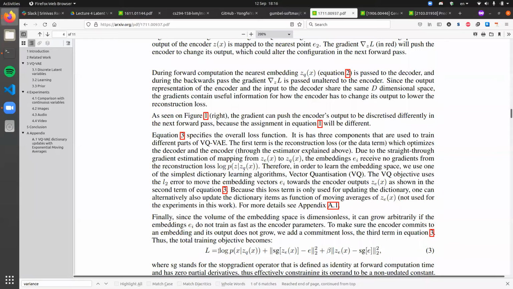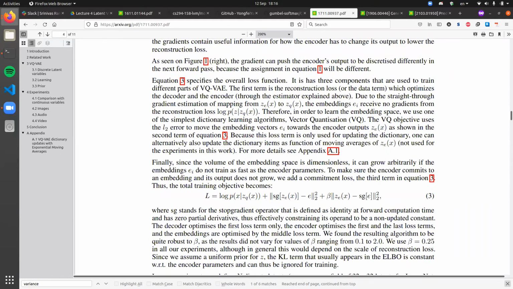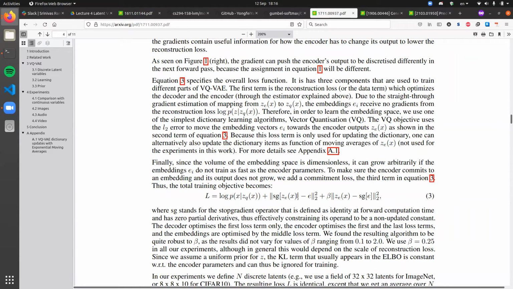So the first component here is log p of x given q of x. So this is just our reconstruction loss, right? This is the probability of x given the latent representation obtained from x. Reconstruction loss. And here we have two other components. This SG function is just a stop gradient. And let's look at what we have here.